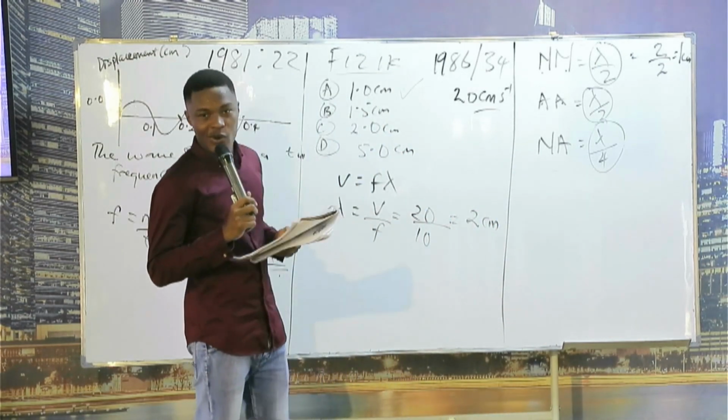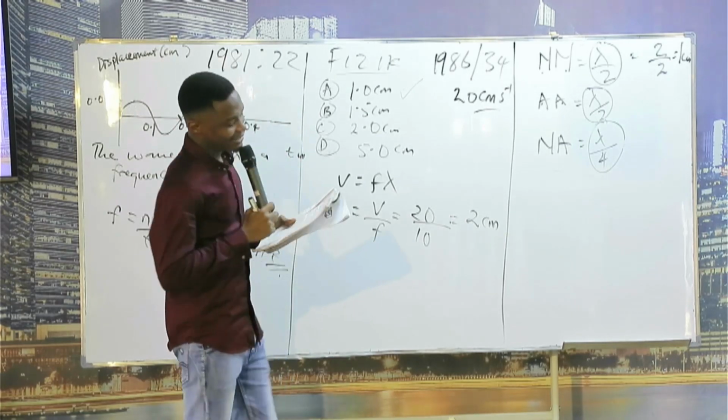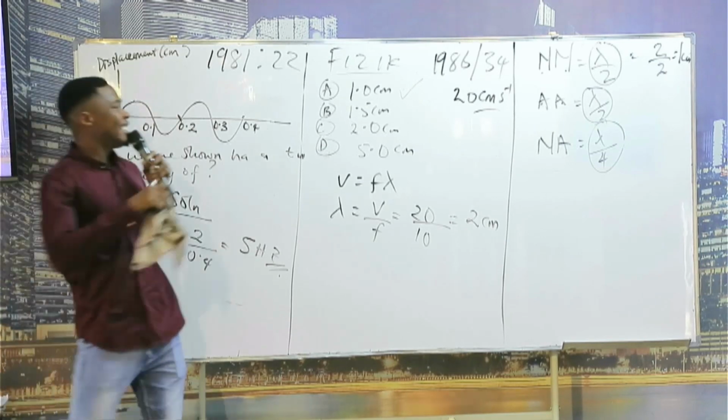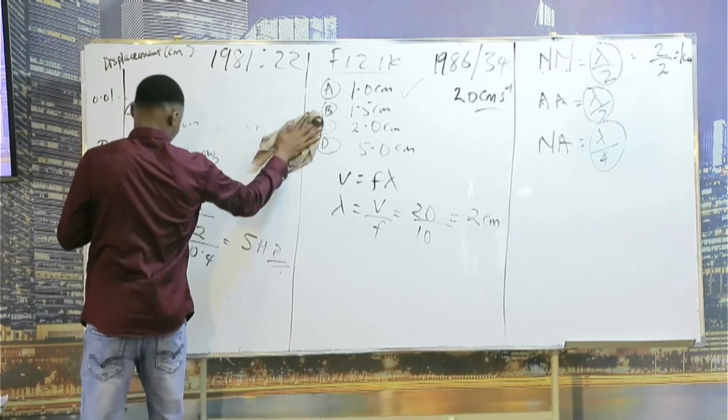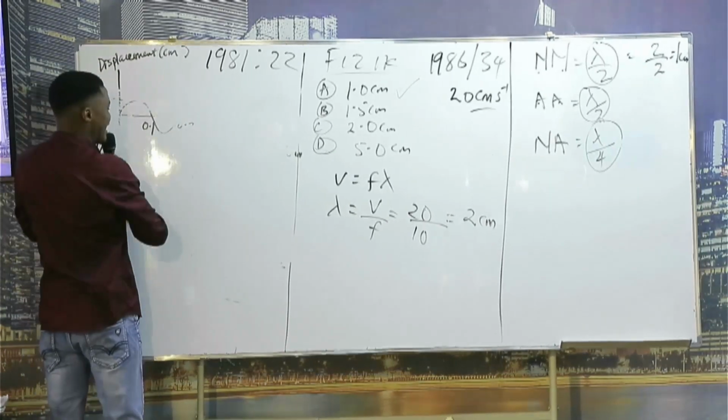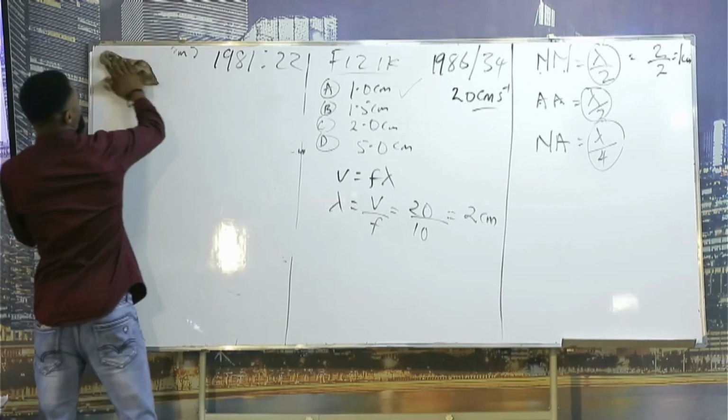Should I solve a simple or a hard one? Okay, 1988, number 22.